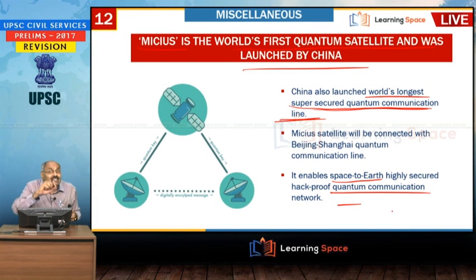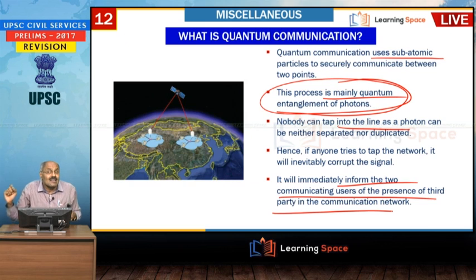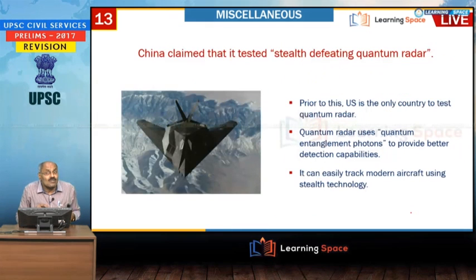This is Micius, the world's first quantum satellite launched by China. At the same time, please don't forget the quantum communication line. China launched a 712 kilometer quantum communication line, and this is quantum communication. The meaning of quantum communication is this. Please be cautious about this.